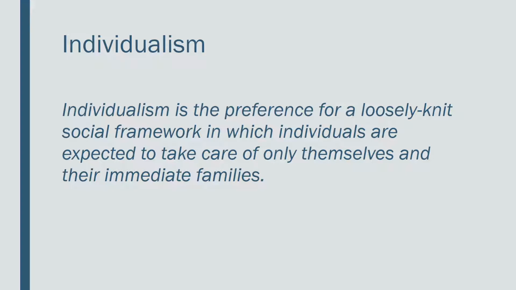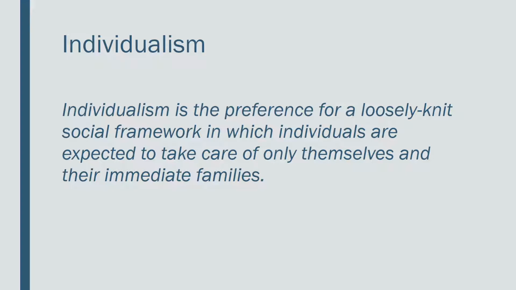The next cultural dimension in Hofstede's model is individualism. High levels of individualism can be defined as the preference for a loosely knit social framework in which individuals are expected to take care of only themselves and their immediate families. In other words, individualism is the degree to which a person considers him or herself primarily as a unique and separate entity responsible for his or her own choices and outcomes.